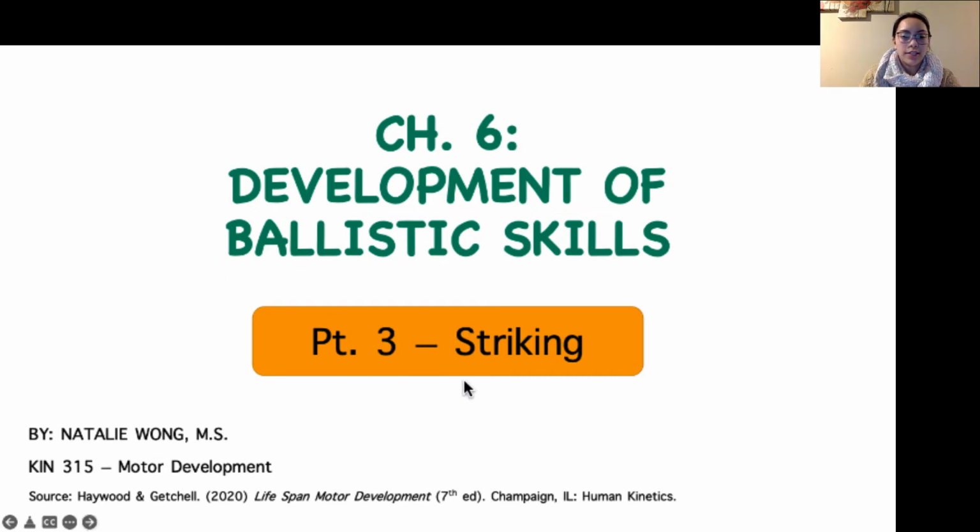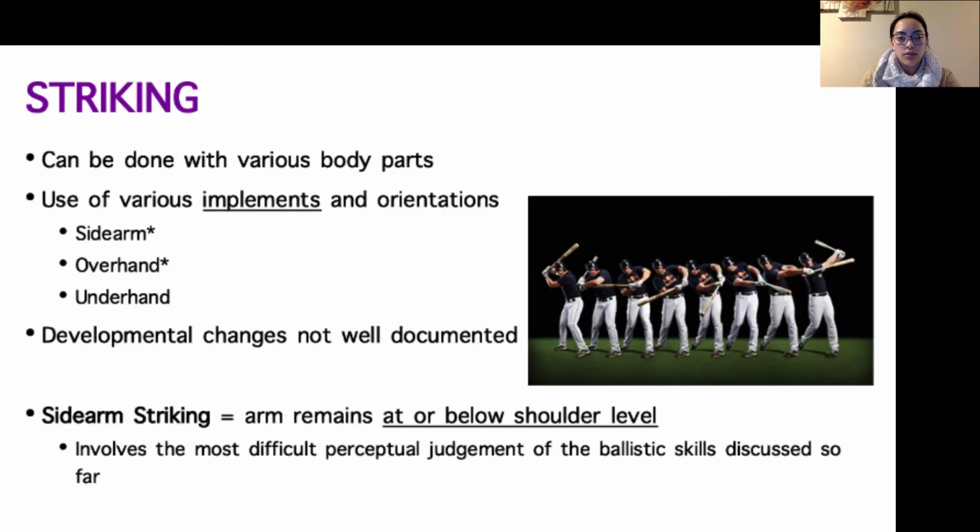For our final lecture video, we will be talking about the ballistic skill of striking. Striking actually encompasses a numerous amount of skills. It can be performed with various body parts, or you could use implements, and it could also be performed in a variety of orientations. So we have sidearm striking and overhand striking, which are discussed within the examples in this chapter, but there's also underhand striking, like in a golf swing. So a very wide variety of skills are encompassed by striking.